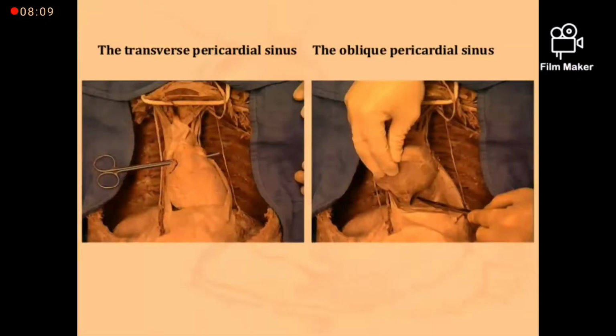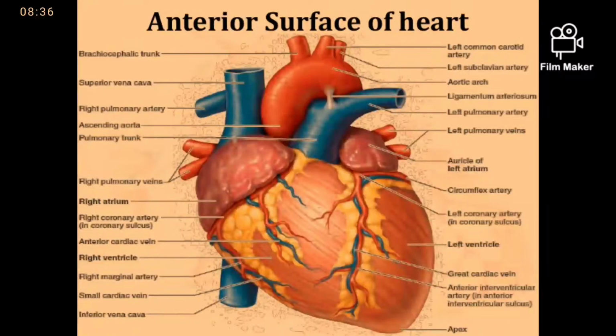The transverse pericardial sinus and the oblique pericardial sinus have been pointed out here, on the left side by an artery forceps, and here by a simple forceps. You can see the transverse sinus on left side and oblique sinus on right side. So this is anterior surface of heart.